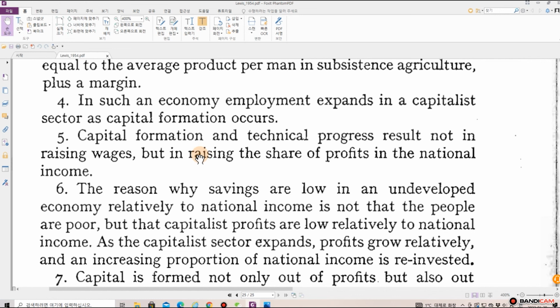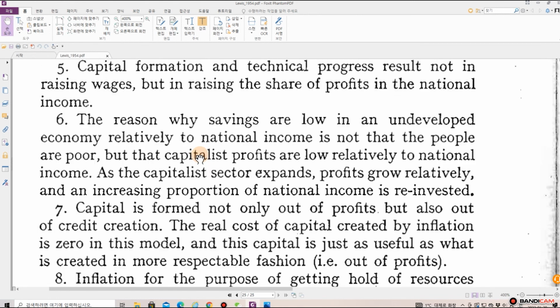5. Capital formation and technical progress results not in raising wages, but in raising the share of profits in the national income. 6. The reason why savings are low in an undeveloped economy relatively to national income is not that the people are poor, but that capitalist profits are low relatively to national income. As the capitalist sector expands, profits grow relatively, and an increasing proportion of national income is reinvested.